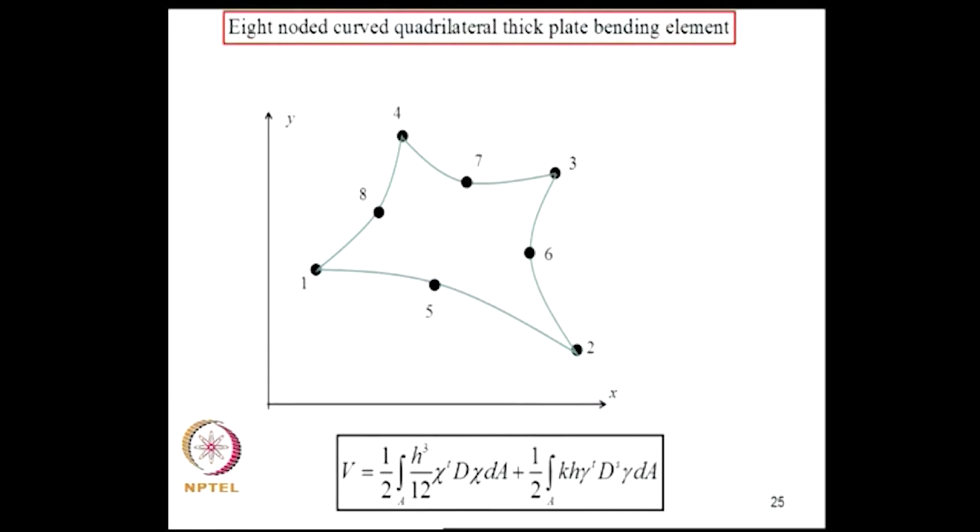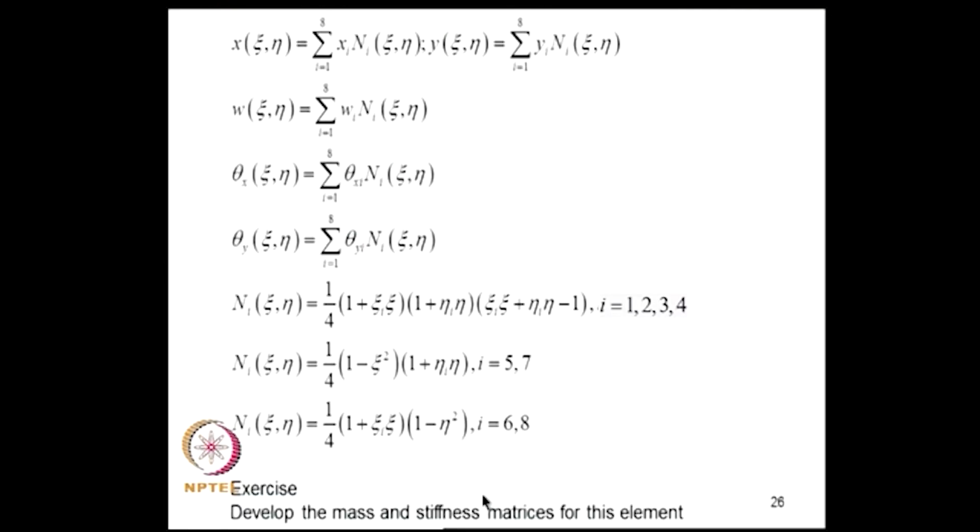Another exercise: you take an 8 noded curved quadrilateral thick plate bending element, and this is the expression for strain energy. Using these representations there are 8 trial functions, and the trial functions have been defined here. For 1, 2, 3, 4 this is the trial function, and for 5, 7 and 6, 8 these are given here.